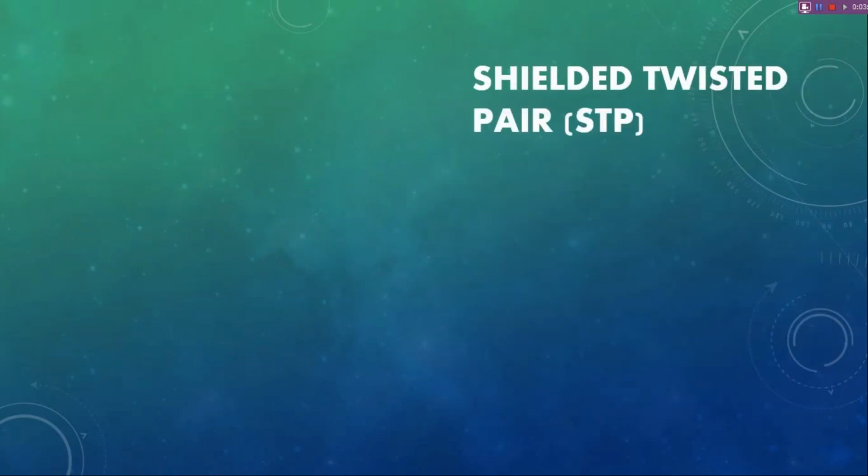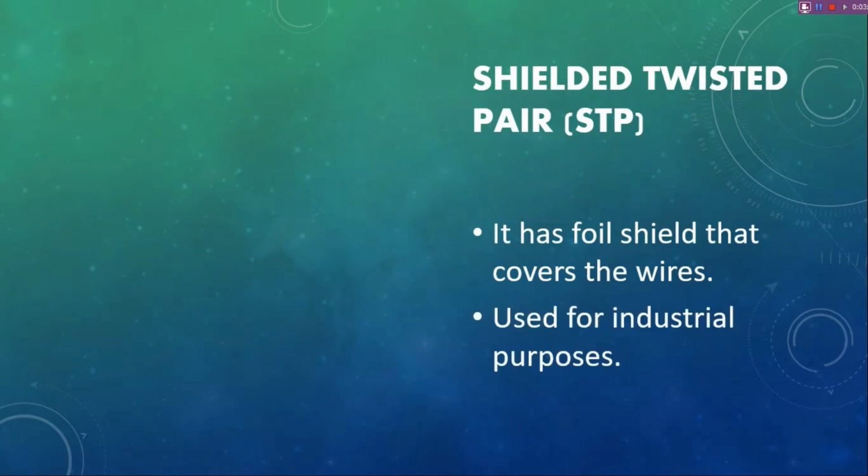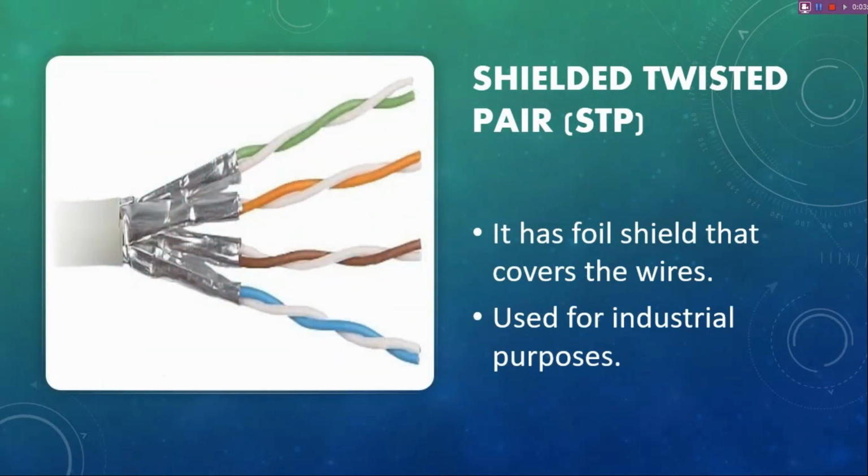Next one is the shielded twisted pair or STP. It is very similar to UTP except that it has foil that covers the wire, and this shielding adds an extra layer of protection against electromagnetic interference leaking into and out of the cable. It is mainly used for industrial purposes. So this is the example of shielded twisted pair.